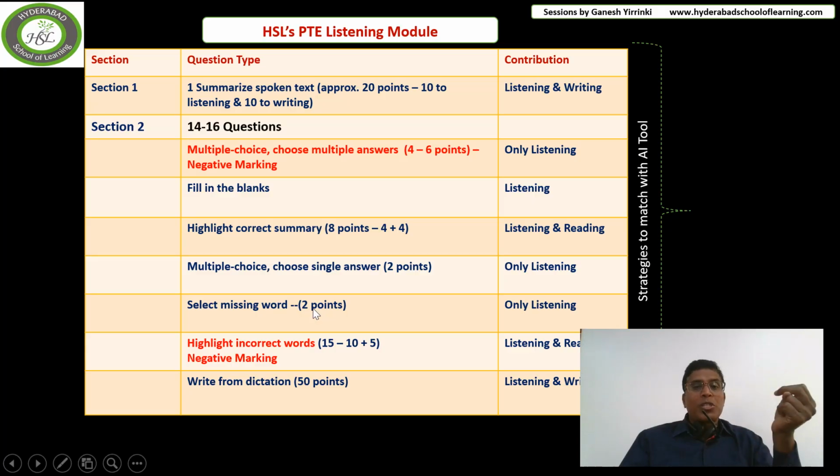There are two questions that carry negative marking. One is called multiple choice multiple answer, the other one is highlight incorrect word questions. And listening score also depends upon speaking performance, that I have told you already in one of the slides in the speaking module.